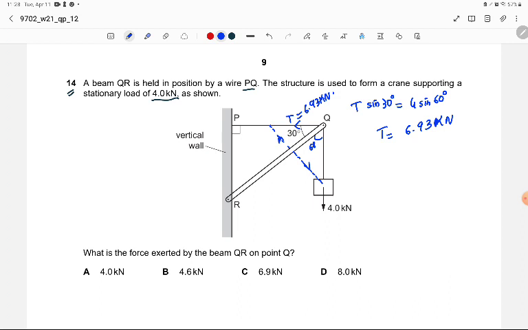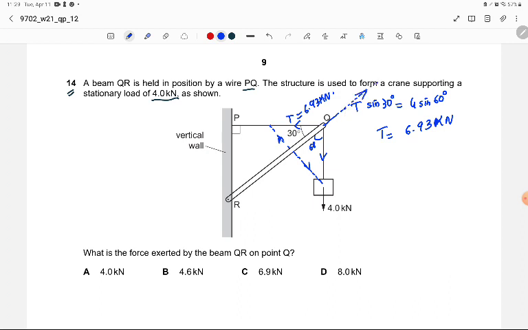Now after resolving, we move to the next step. Just imagine that this 4 kilonewton force is acting over here in this direction and this 6.93 is acting this way. So this forms a triangle of forces and we can find the resultant force that these wires exert. This beam is going to exert a force in this direction.